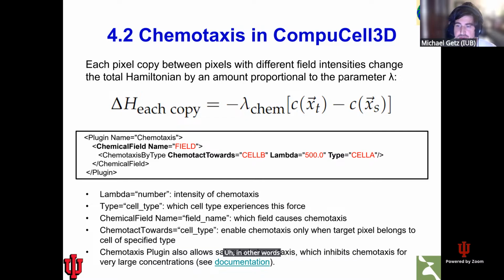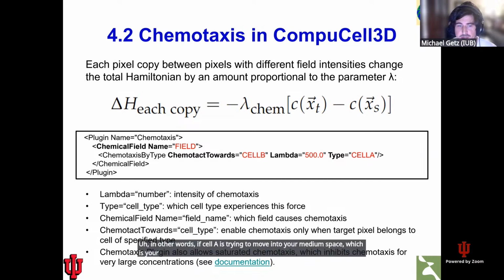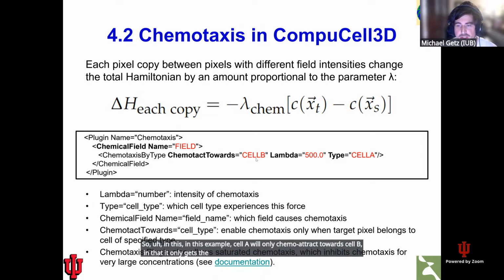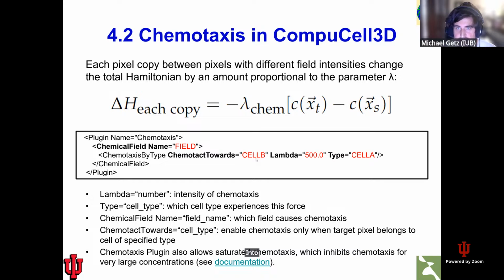In other words, if cell A is trying to move into your medium space, where there's no cell present, it will not get the contribution. T and S are target and source. So it's the pixel that you're attempting to copy into the next pixel. So in this example, cell A will only chemoattract towards cell B in that it only gets the energy contribution into this pixel if it is of cell B.